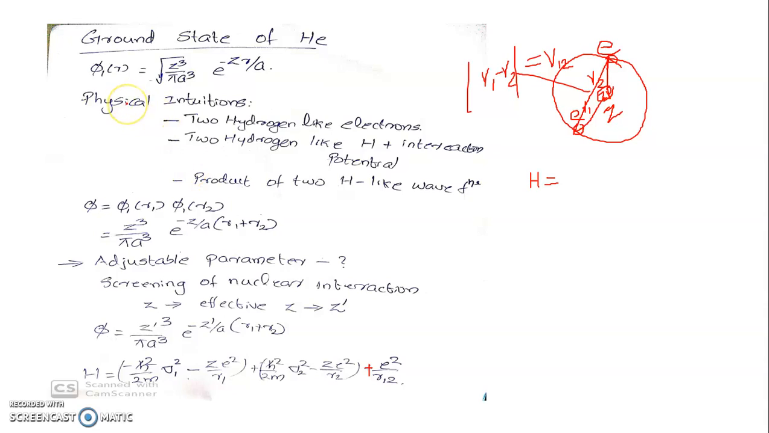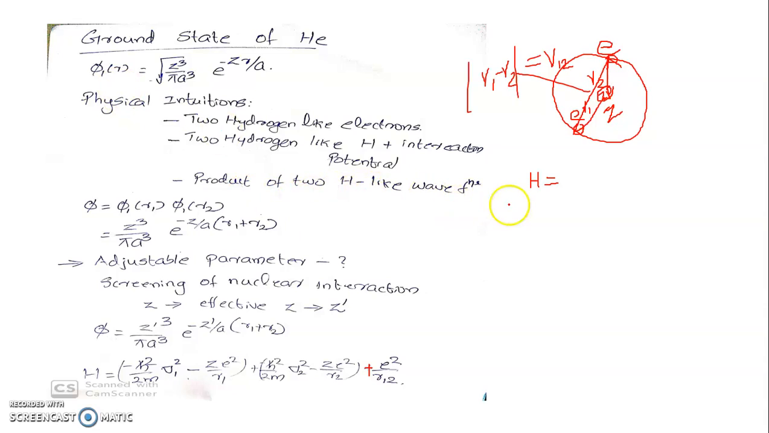Now to apply the variational method, we will first of all have to identify the most suitable trial wave function representing these 2 electron species, or rather these 2 hydrogen atom-like species. For that, we will be considering the physical intuitions about the problem. As I have told you, 2 hydrogen-like electrons are there. The 2 hydrogen-like Hamiltonians could then be taken along with the interaction potential as the Hamiltonian of the system. Now what about the wave function? The wave function can also then be the product of two hydrogen-like wave functions.